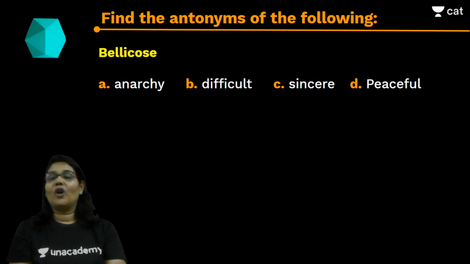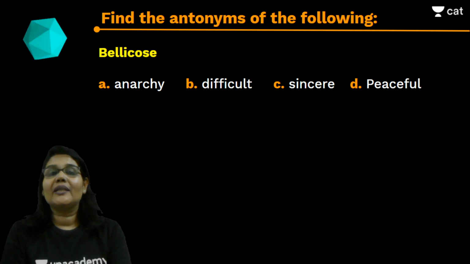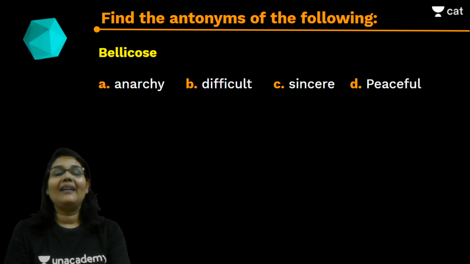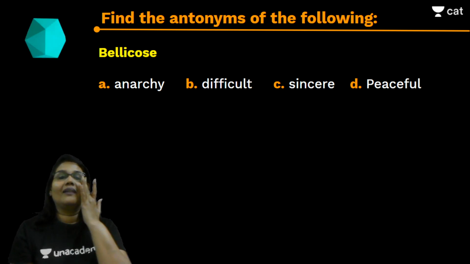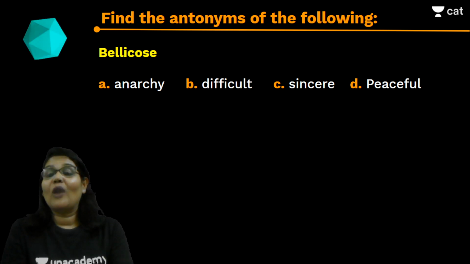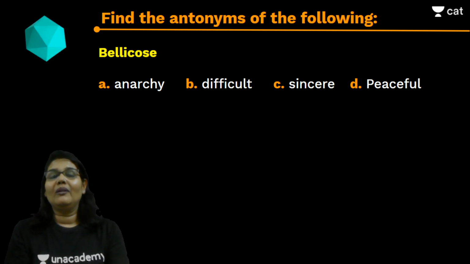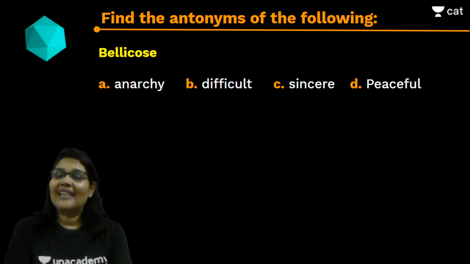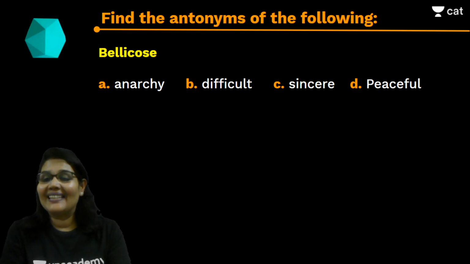Okay, let's go to the next one, bellicose. Bellicose also has a root word, B-E-L-L-I. Quickly, give me the answer. 5 seconds, guys. Okay, what does bellicose mean? As I told you, someone quarrelsome, a person who is ready to fight. So what would be the opposite? Peaceful. D is the right answer.